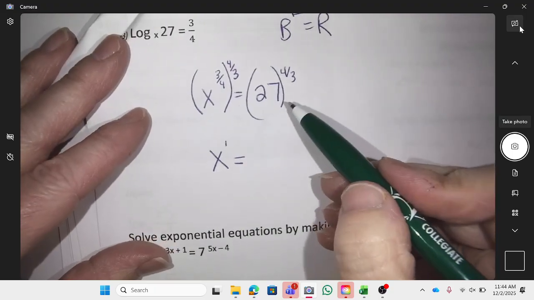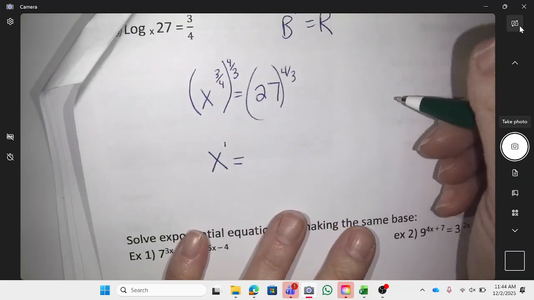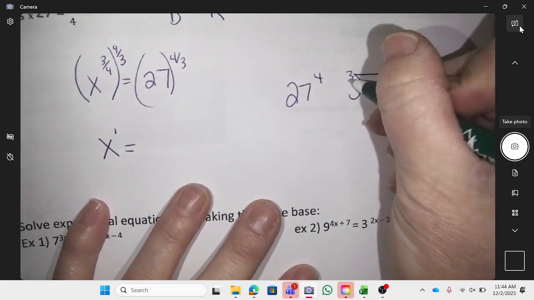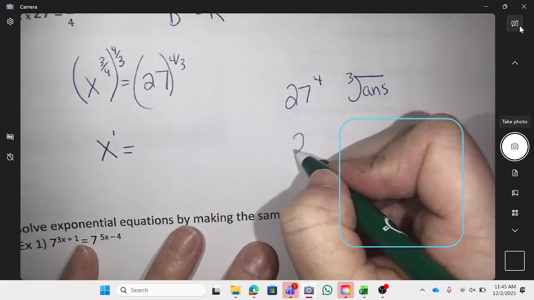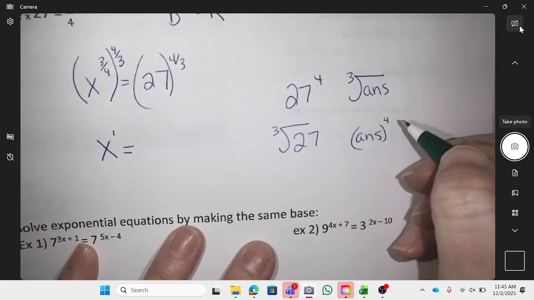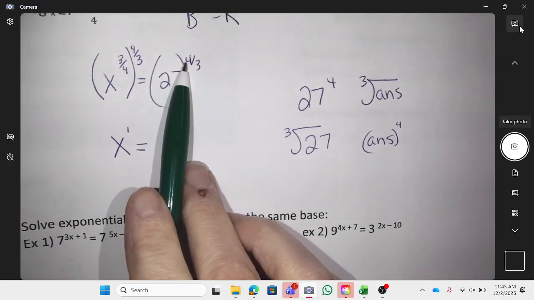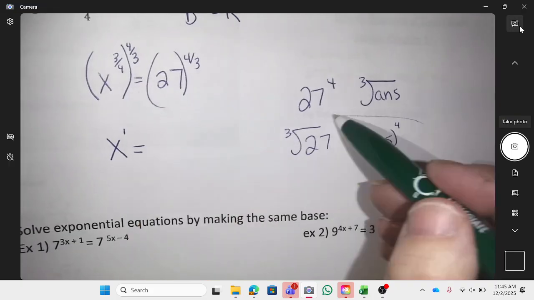Okay, you did this in grade 10. You have two choices. Do you want to go 27 to the 4th and then cube root your answer? Do you want to do that without a calculator? No. What if I did the cube root of 27 and then to the 4th? Would that maybe be better numbers? Okay, because this is doing something to the 4th and this is doing a cube root of something. Do you think the order of those two things matter? No. Okay, so I'm going to pick that.